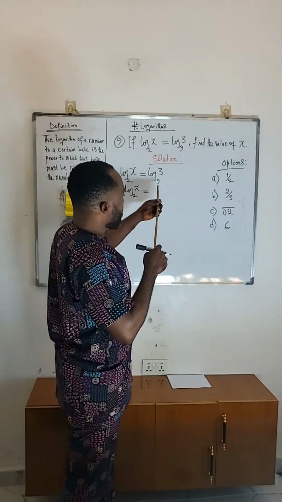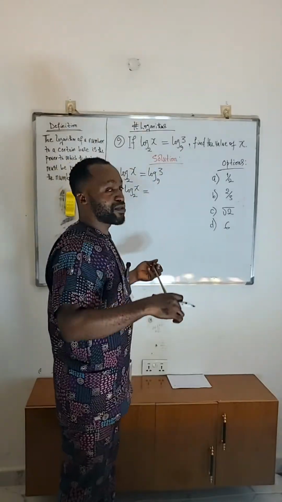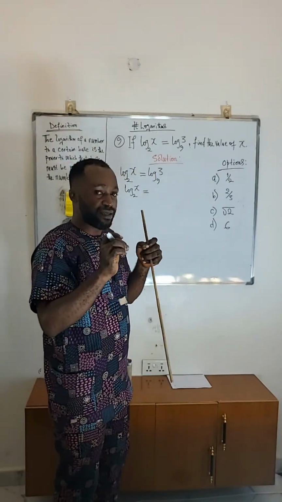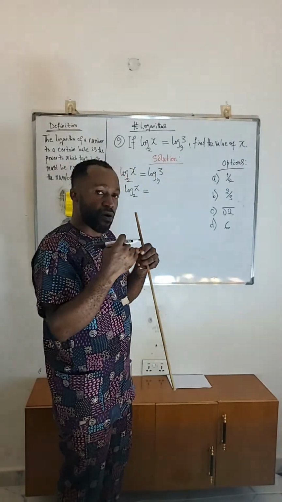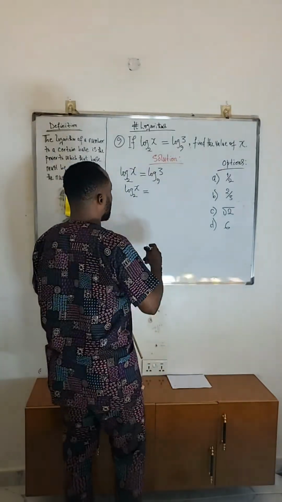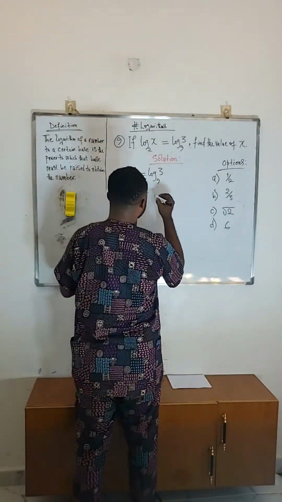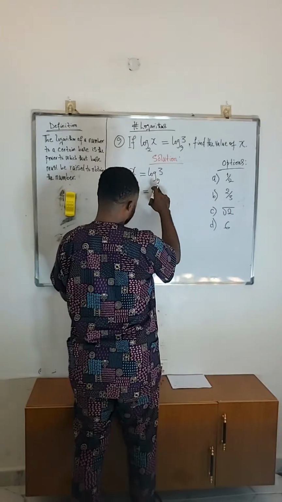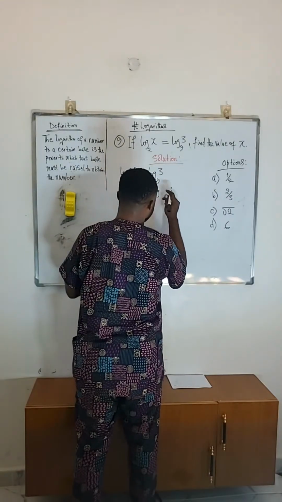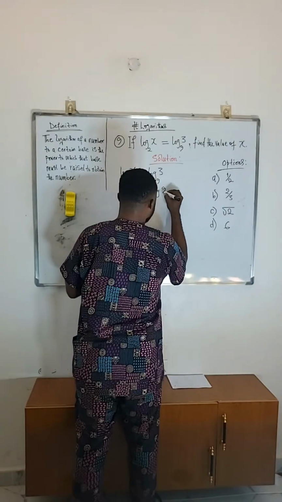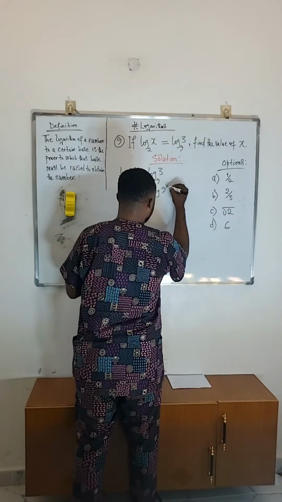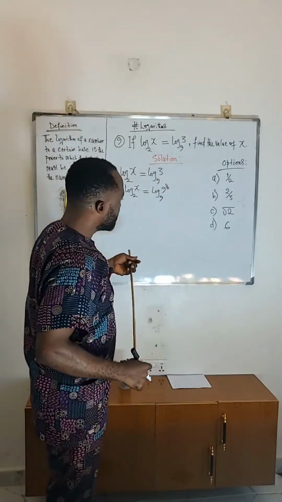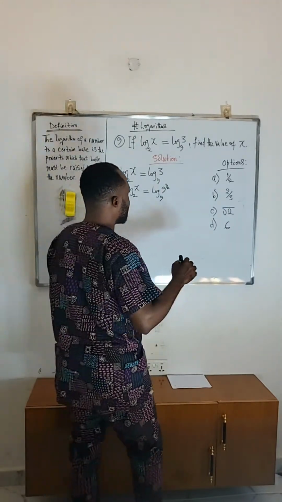Now, how can we write 3 in terms of 9? That's just the logic that is here. So let's write 3 in terms of 9. If we say that log 3 in base 9 is the same thing as 9 raised to the power of 1/2 in base 9, I believe you know that.